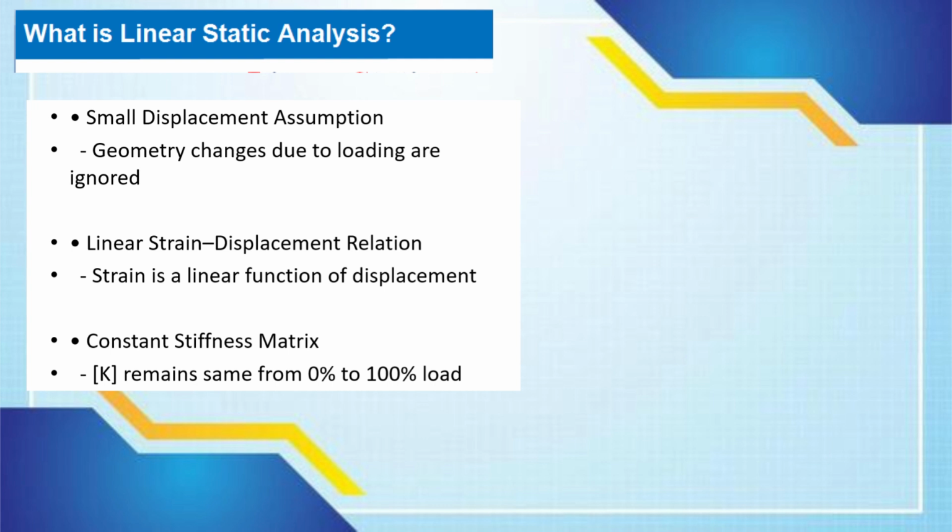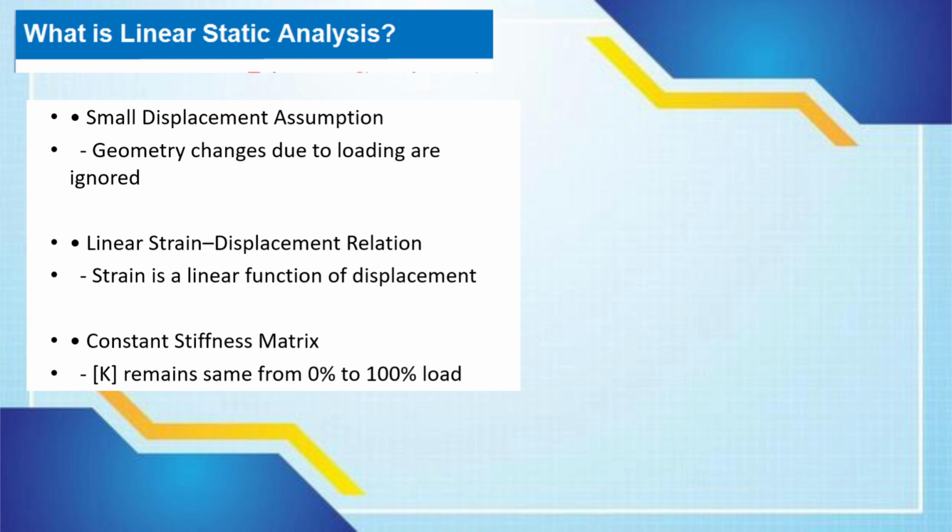Firstly, in the first solution, we are going to use the linear static solution, which uses the small displacement theory. By the way, the small displacement theory is where the strain is a linear function of displacement. The stiffness isn't going to change. We assume the stiffness at 0% of load and the stiffness at 100% of load are the same.